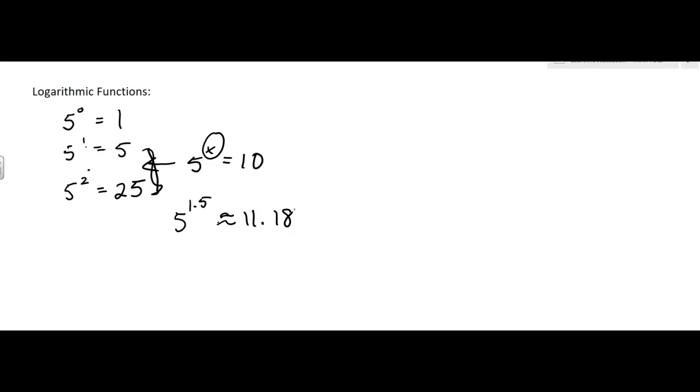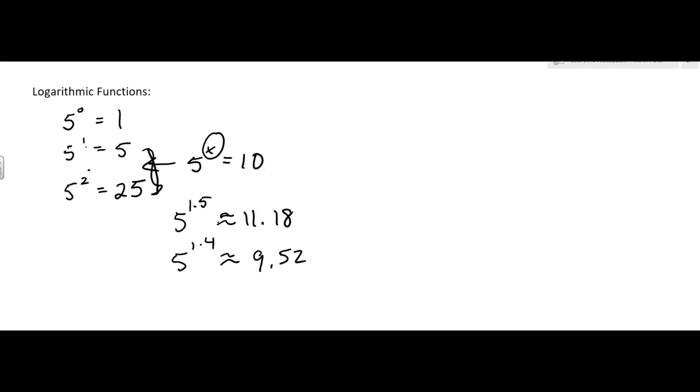Needs to be a little lower, so I could guess, well, maybe what's 5 to the 1.4? And I could put that in my calculator. 5 to the power of 1.4. And I get 9.52. Okay, so I know it's between 1.4 and 1.5. But do you see, this would take a long time to figure out. And so we don't have to do that.